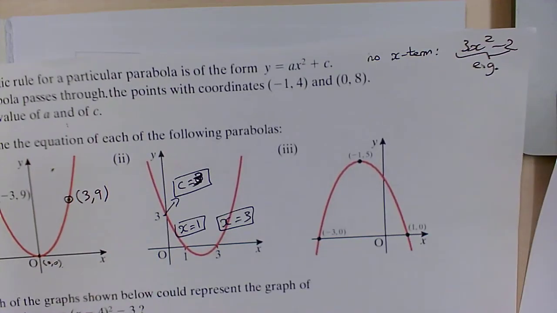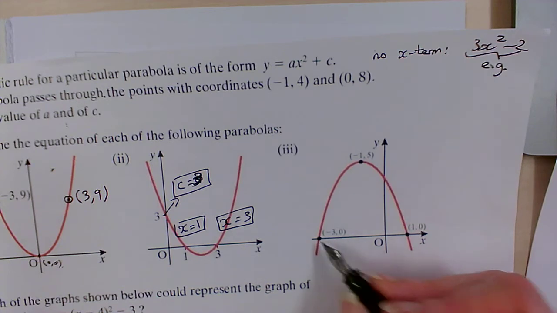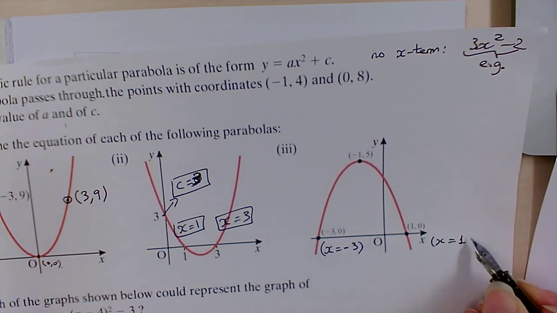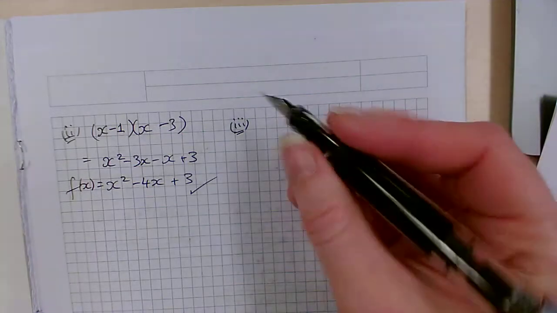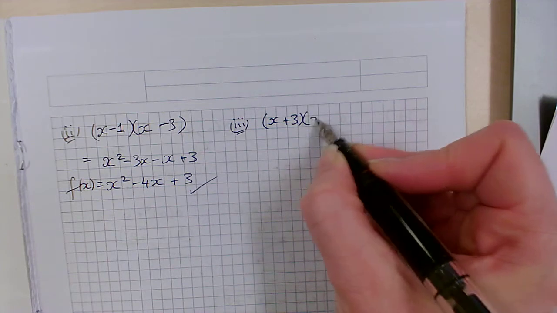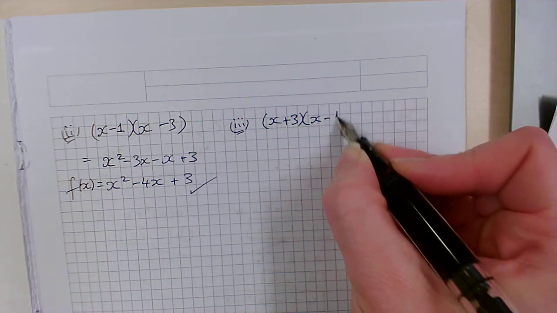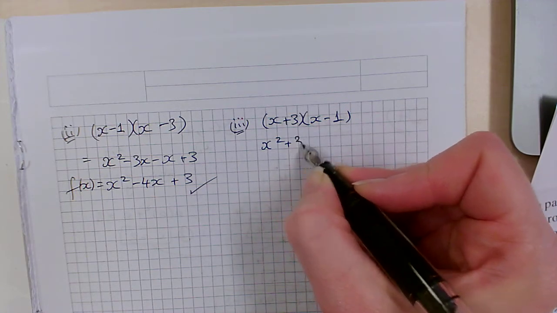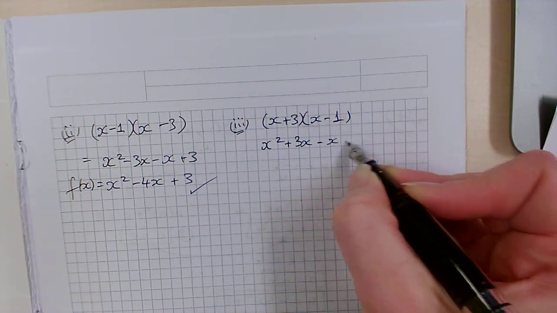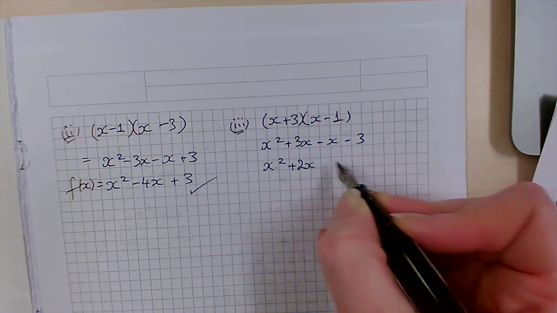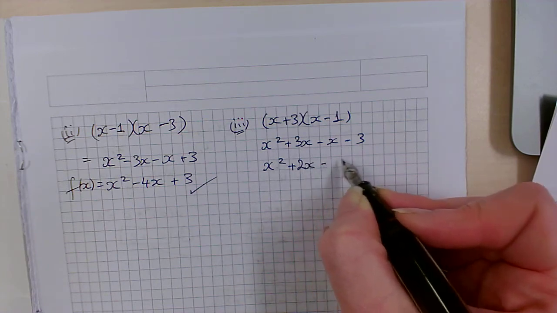The next one is upside down, but again I'm going to use my roots. So my roots are at x equals minus 3 and at x equals plus 1. And I'm going to do this just like I did before, changing the signs. x equals minus 3 gives me a factor of x plus 3. x equals plus 1 gives me a factor of x minus 1. Multiply out my brackets. x squared plus 3x minus 1x minus 3. Simplify: x squared plus 2x minus 3.